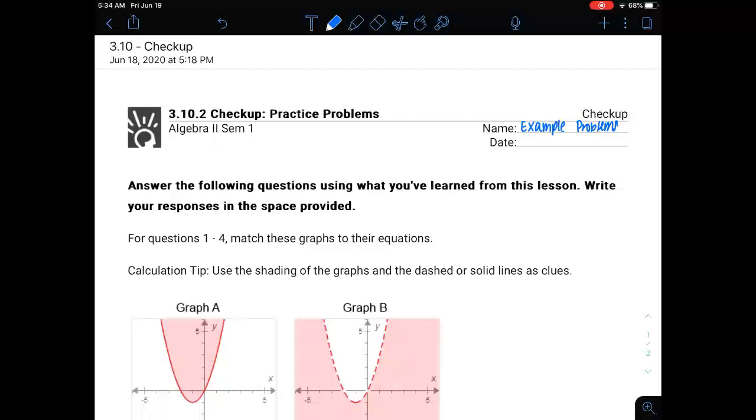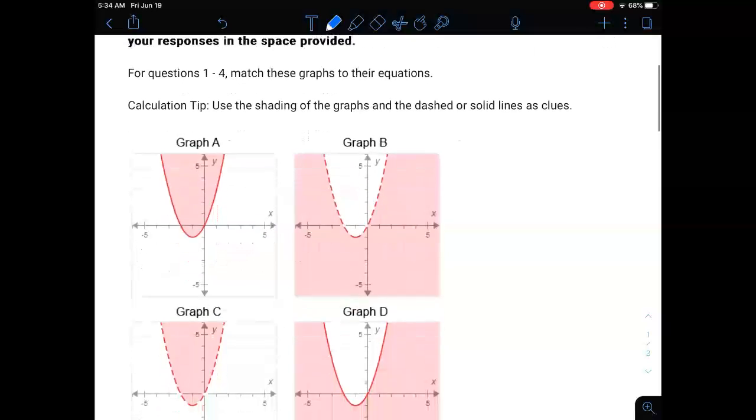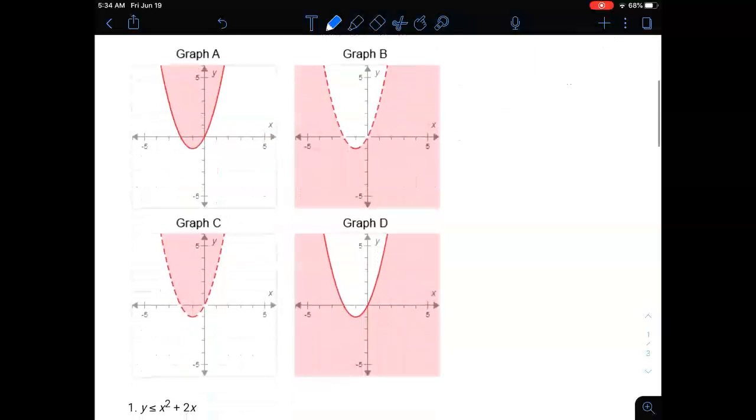Okay, so we're going to go through some of the checkup, and we might spend a little bit longer on this checkup than normal because I want to make sure we understand what we're doing when it comes to graphing. So we're going to match these graphs to their appropriate equation. So for this one, it's pretty simple because they're all the same expression, but really it's changing the inequality with it.